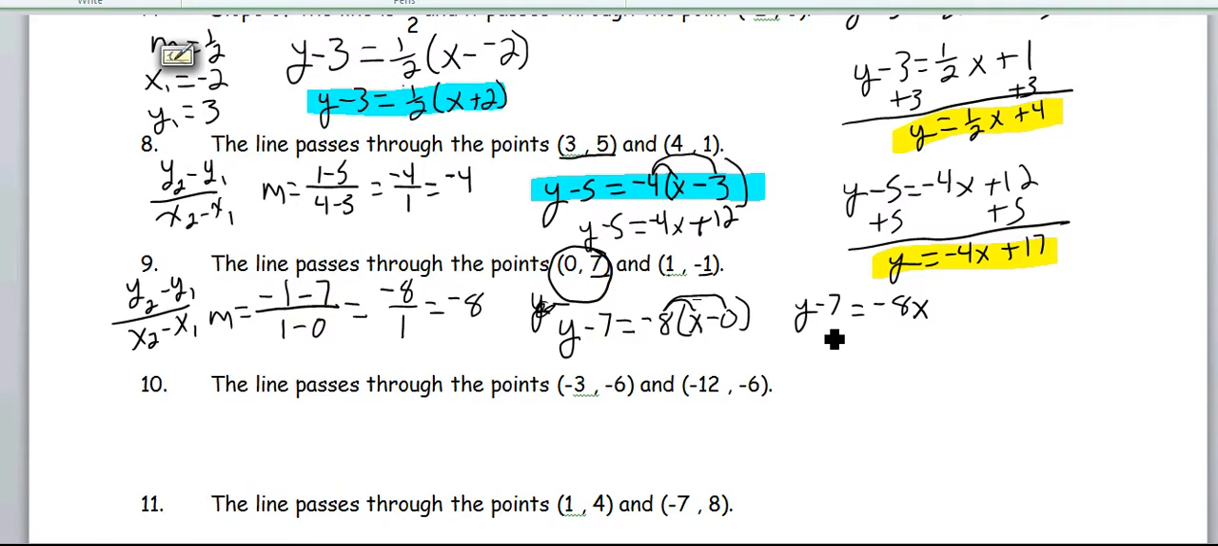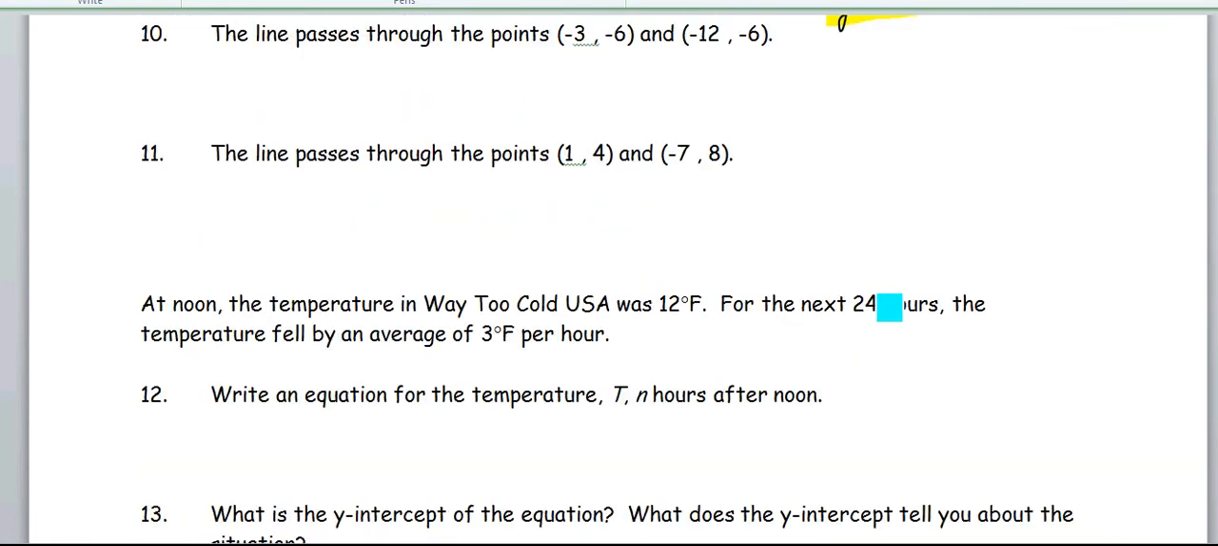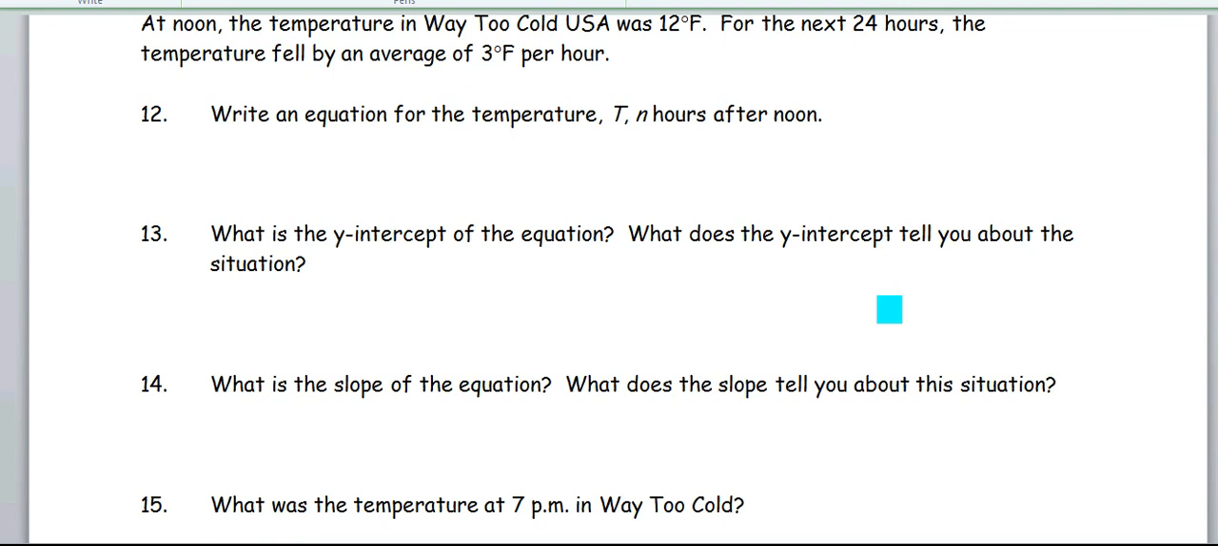Now, all I have to do is add the 7 back in. I added the 7 over here because it does not have an x. The negative 8 has the x with it. I can't combine the two. Y equals negative 8x plus 7. So again, here I have slope-intercept. Here I have point-slope. I want you to practice 10 and 11. And then in class, we're going to cover the word problem.